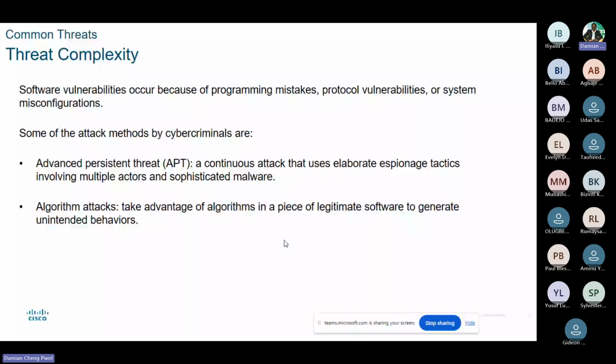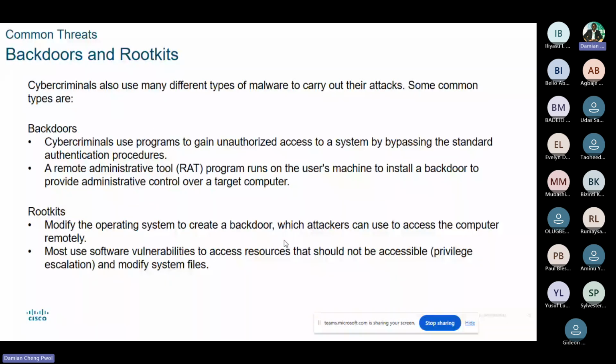So, backdoors and rootkits. Criminals also use many different types of malware to carry out their attacks. Some common types are backdoors. Cyber criminals use programs to gain unauthorized access to a system by bypassing the standard authentication procedures. So there are standards maybe set up, but people do not follow such standards.